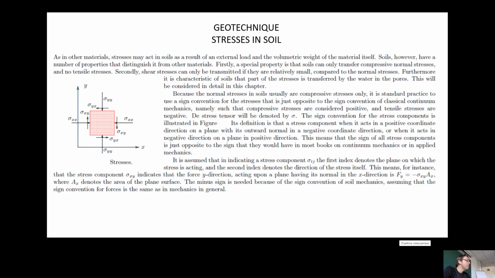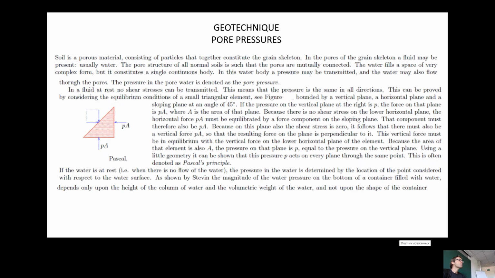the area that is crossed by the forces. The minus sign is because of the sign convention of soil mechanics, assuming that the sign convention for forces is the same as in mechanics in general. So it's not easy in the beginning to have real ideas of the sign, but what we want to see at this point is the importance of pore pressure.